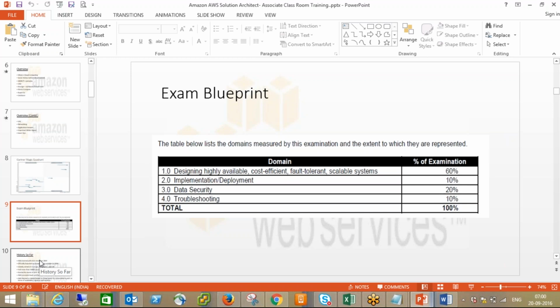So I would be sending out the blueprint to Shiva. He will be forwarding it to you guys so that you can go through what the ask is from AWS, what are the different parameters you would be judged on.